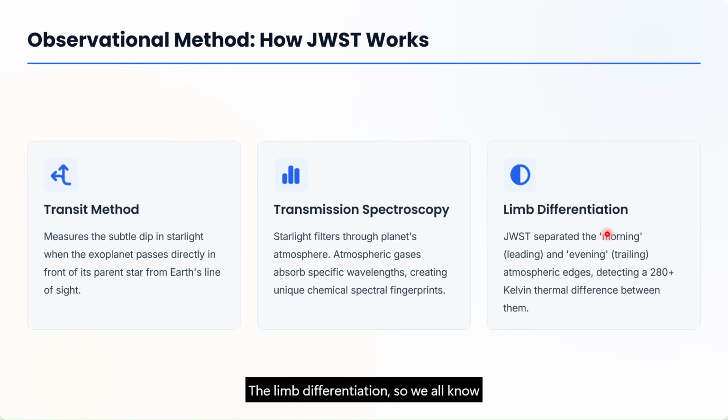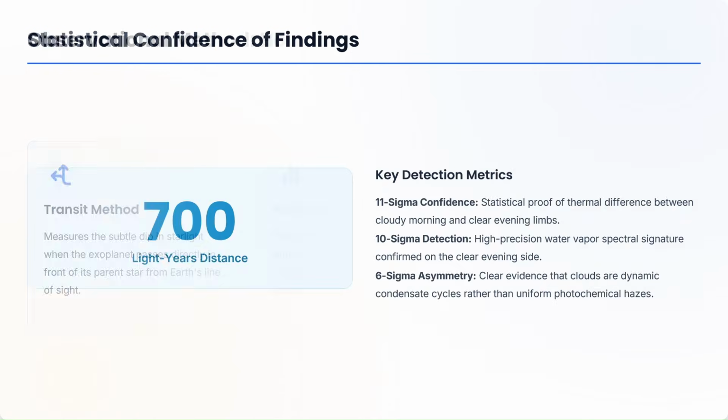The limb differentiation. So we all know from the previous slide that WASP 94AB has a cooler morning limb and a hotter evening limb, which creates a 280 plus Kelvin thermal difference between the day side and the evening side of the planet.